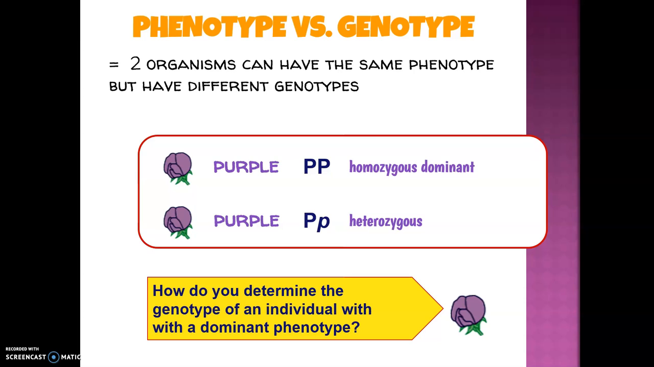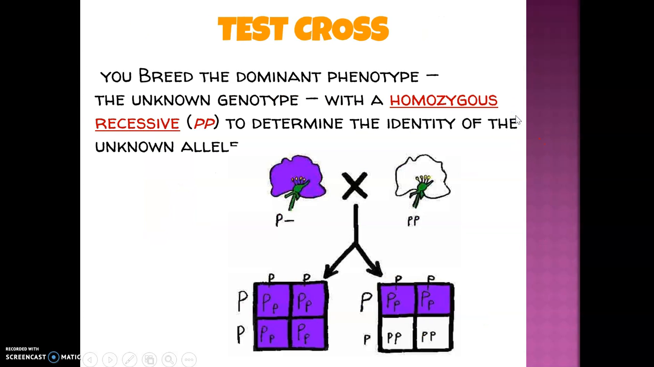Two organisms can have the same phenotype, but they can have different genotypes. For example, if you're looking at homozygous dominant versus heterozygous, to determine the genotype of an individual with a dominant phenotype, you have to do the Punnett square. You breed the dominant phenotype and the unknown genotype with a homozygous recessive to determine the identity of the unknown allele.